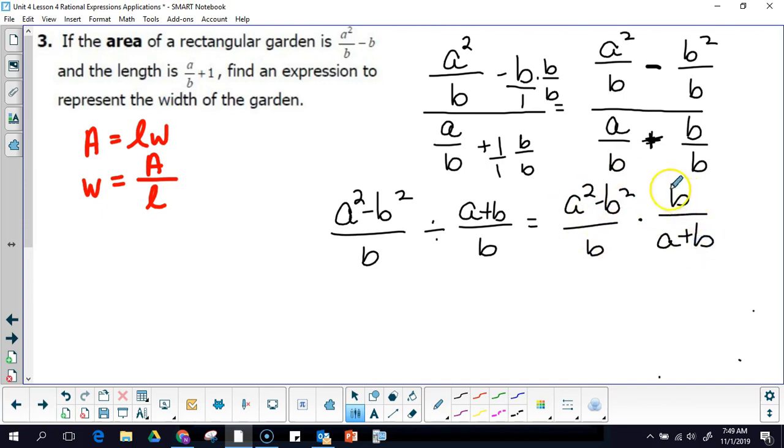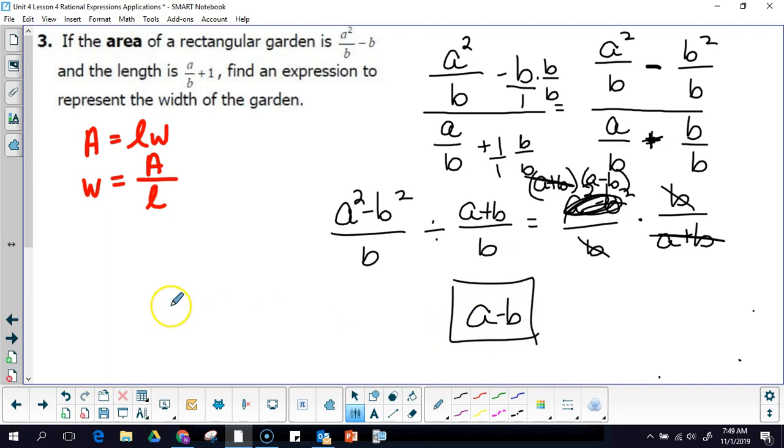Okay, so then we can go ahead and cross those out. And then this is a plus b. I'm just going to write it up here instead of rewriting, times a minus b. Cross these out. And what have I got left? Just a minus b. Got a 1 in the denominator.